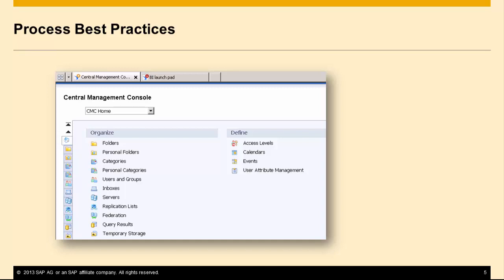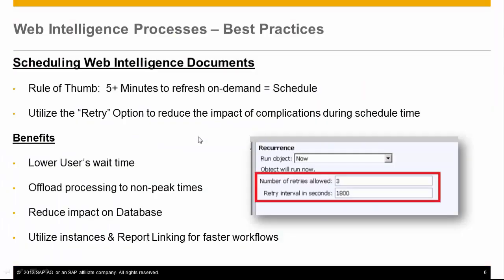So we'll dive into some process best practices. The first one I have today is probably not new to most of you, but it still surprises me when I'm working with customers how few of them really take advantage of the scheduling features to the fullest. For me, the rule of thumb is if a report takes more than 5 minutes to run on demand, then that report should be scheduled. And of course, this has lots of different benefits. Not too many people nowadays want to sit around and watch a screen for 5 minutes while they wait for a report to come up.